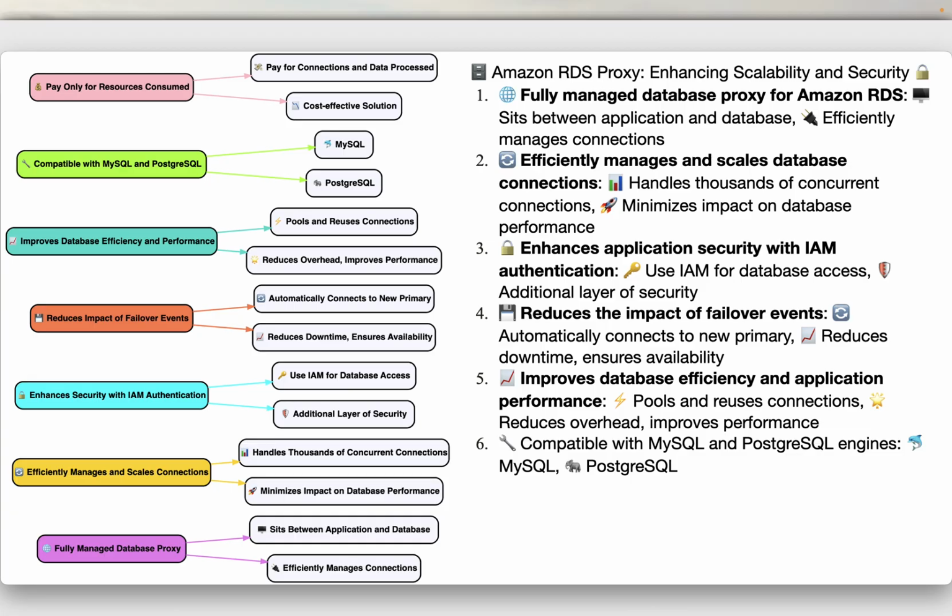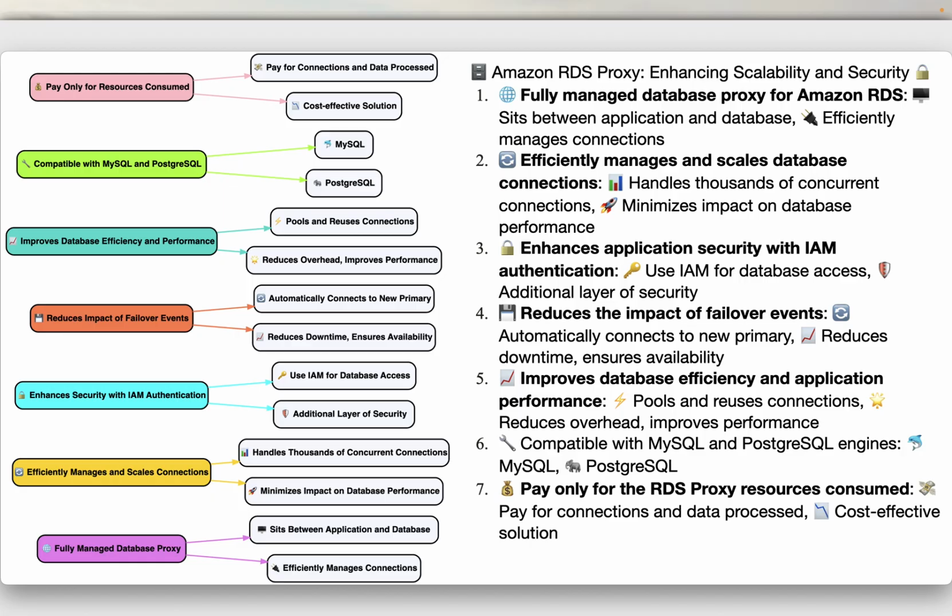Sixth, compatible with MySQL and PostgreSQL engines. Amazon RDS Proxy is compatible with MySQL and PostgreSQL. Okay, so next, seventh one, pay only for the RDS Proxy resources consumed. With Amazon RDS Proxy, you only pay for the resources consumed by the proxy, such as the number of connections and the amount of data processed, making it a cost-effective solution for managing database connections.